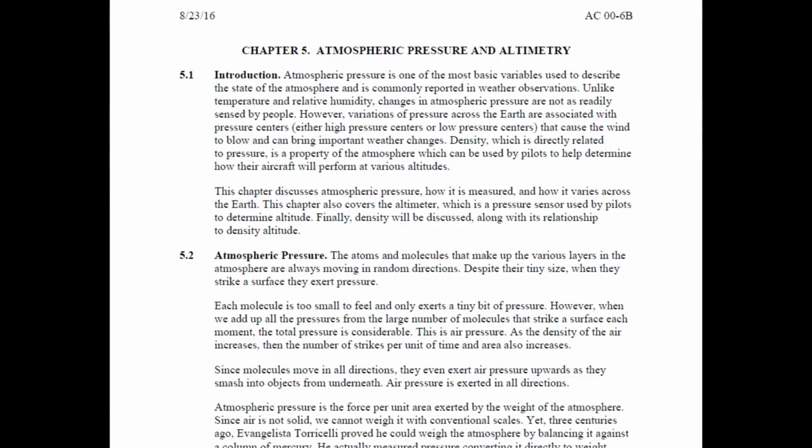The elevation, about 2,800. I think the airport elevation here is 2,800. 2884. Look at that.